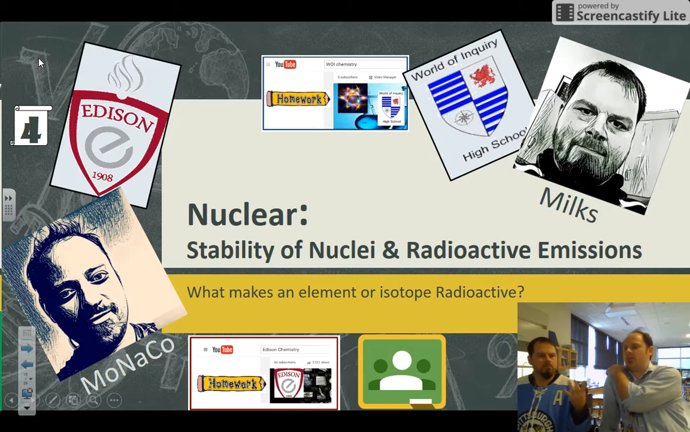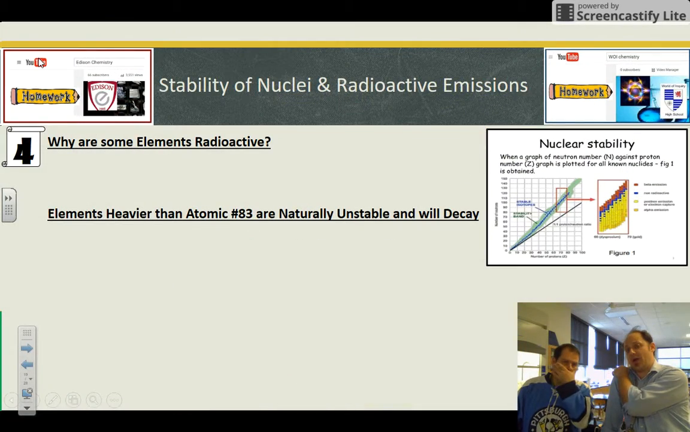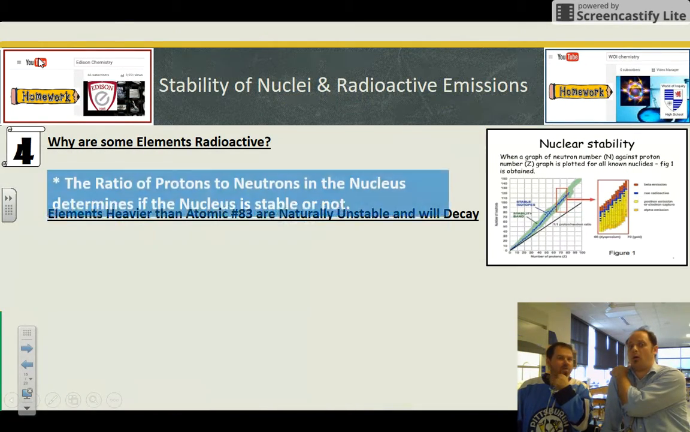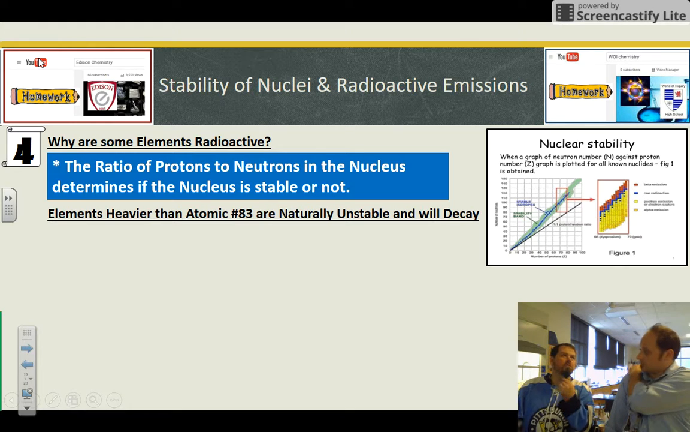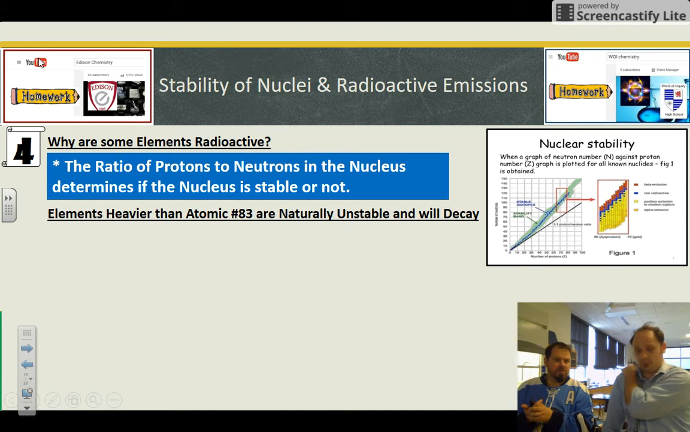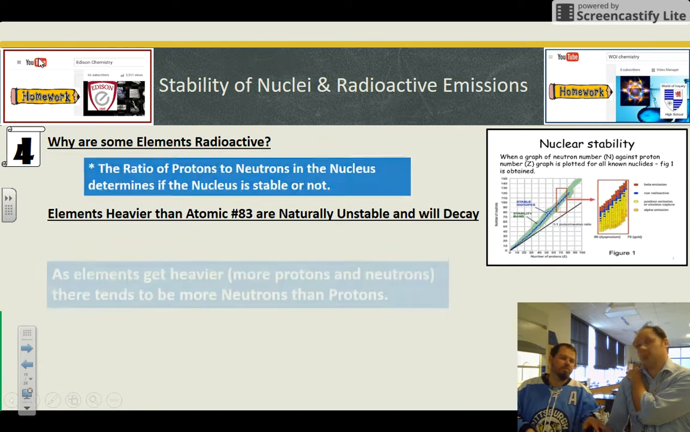What makes an element or isotope radioactive? In general, it's the ratio of protons to neutrons in the nucleus that determines whether it's stable or not. If it's 1-to-1, it's generally pretty good. If I start getting more neutrons than protons, things tend to start to fall apart, and we know for sure that after 84 protons, it's falling apart.